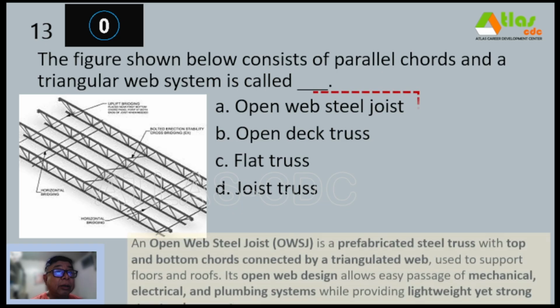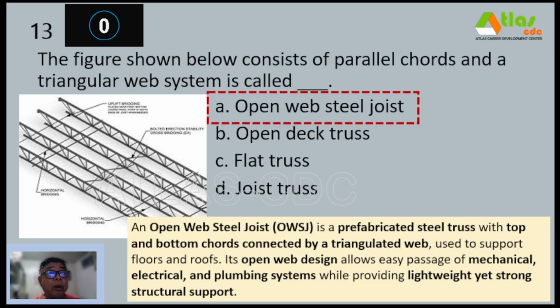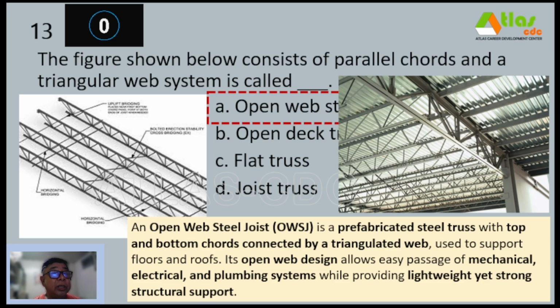And our correct answer is letter A, open web steel joist. So an open web steel joist, or OWSJ, is a prefabricated steel truss with top and bottom chords connected by a triangulated web used to support floors and roofs. Its open web system allows easy passage of mechanical, electrical, and plumbing systems while providing lightweight yet strong structural support. So ito yung itsura ng open web steel joist.